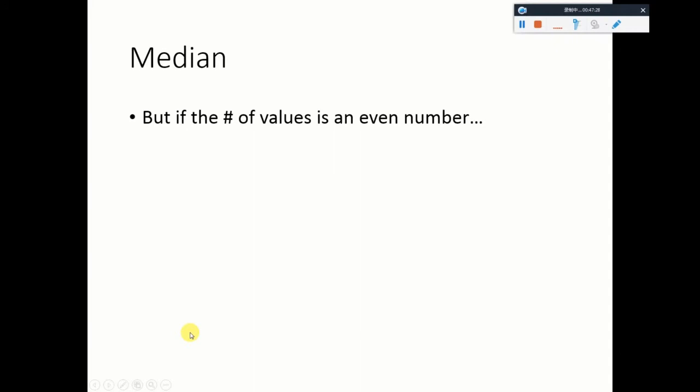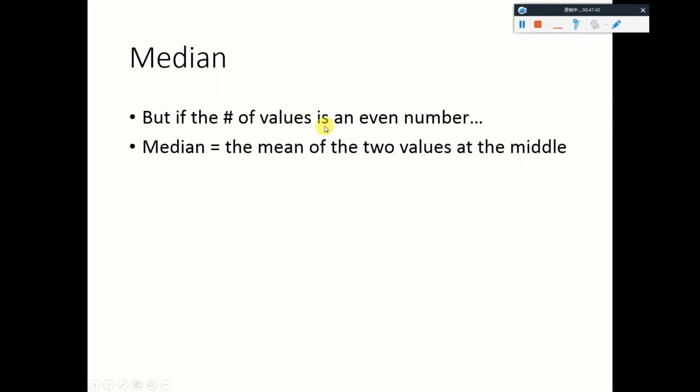Okay, so we just discussed the case in which the number of values in a sample is odd. But what if, you might ask, the number of values in the sample is an even number? If the number of values in the ordered sample is an even number, then the median will equal the mean, the average, of the two values at the middle. Okay, so here's an example.